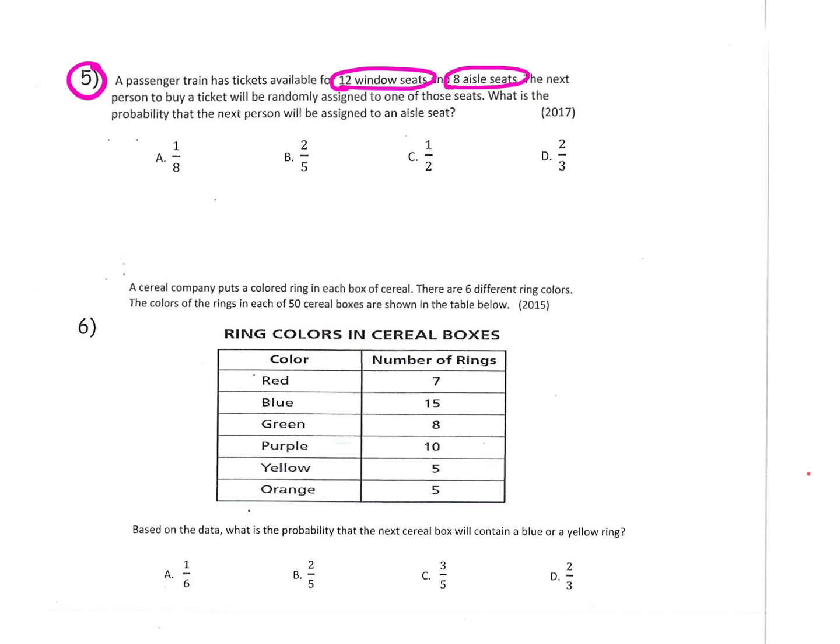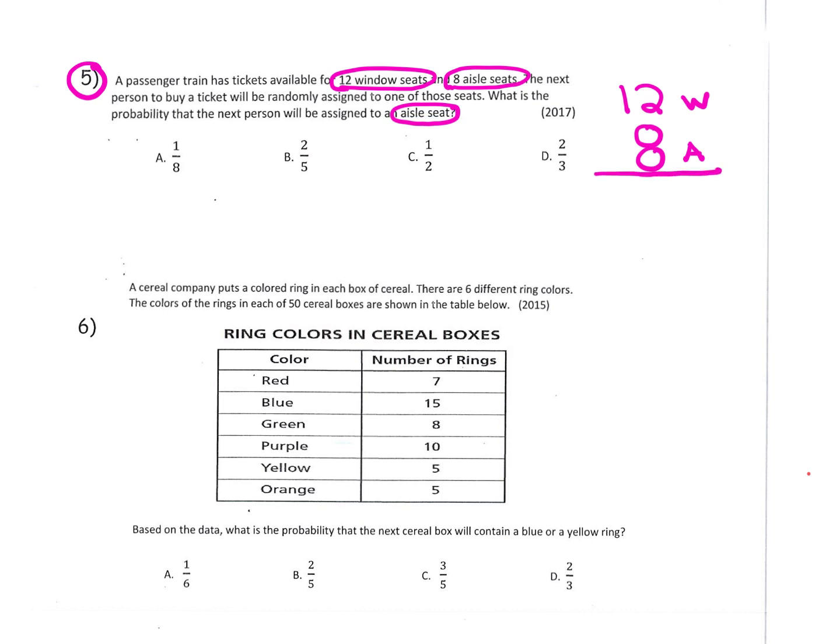The next person to buy a ticket will randomly be assigned one of those seats. What is the probability that the next person will be assigned an aisle seat? Well, the best thing to do with this information is to create a little table. We know 12 people get assigned to a window seat, and 8 people get assigned to an aisle seat.